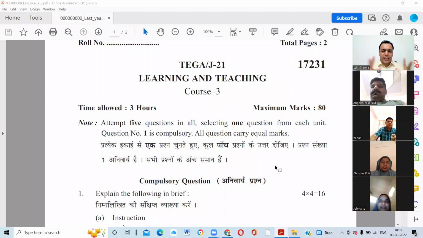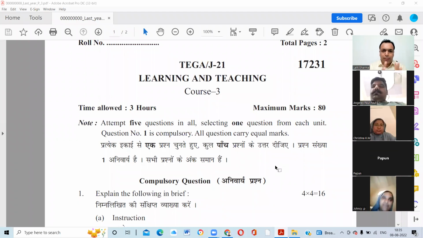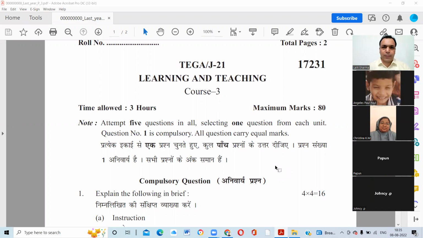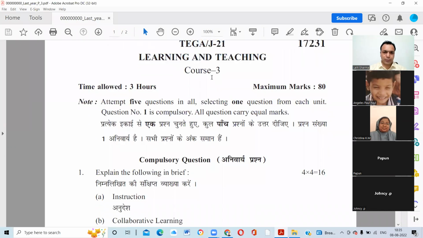Today is our exam preparation class of paper 3, Learning and Teaching, according to Kurukshetra University. Guys, I hope you are giving your exams well. And most of the time you have seen that last year's exam is repeating. So, guys, I'm going to start my class. This is your last year paper, Learning and Teaching, right?